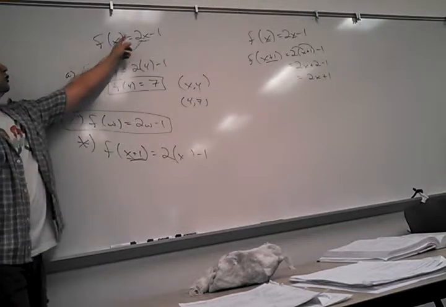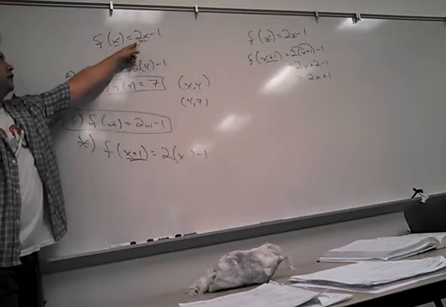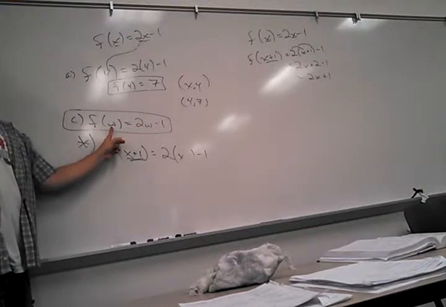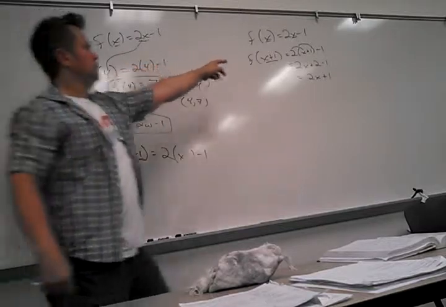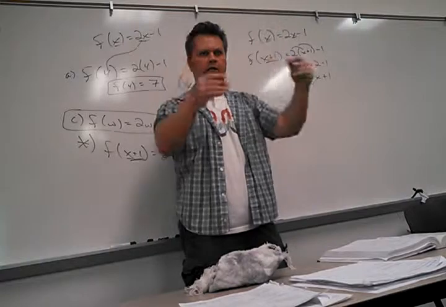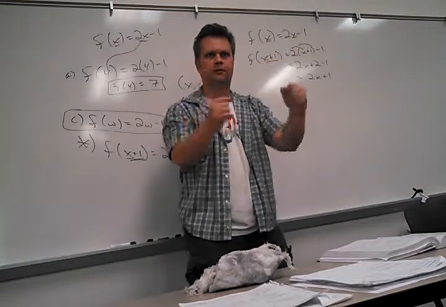So what does the function do? Twice the thing minus 1. Twice whatever I put in minus 1. So what's f of w? Twice w minus 1. What's f of x plus 1? Twice x plus 1 minus 1. Okay. The function always does the same thing. It doubles it, and then it takes 1 away.